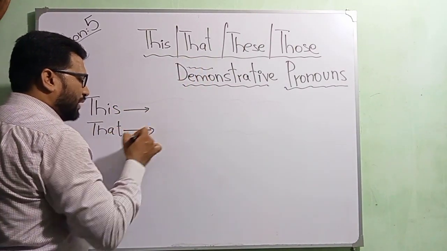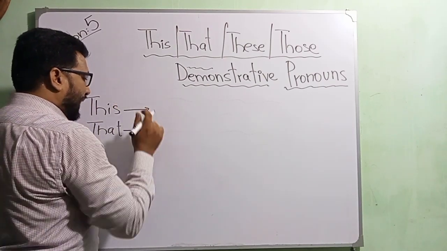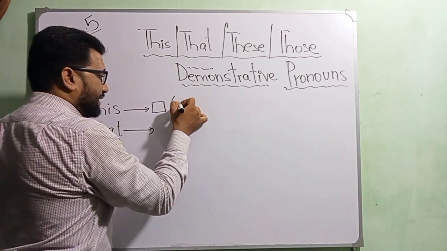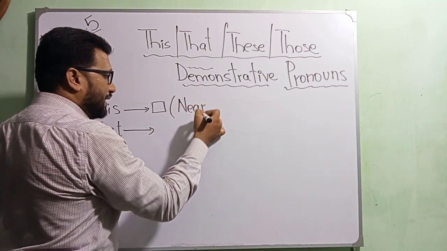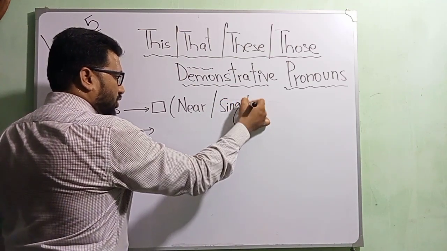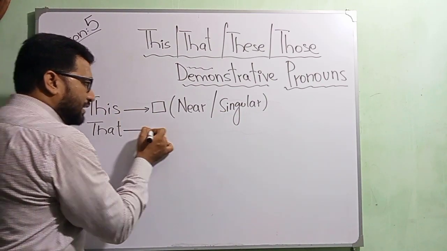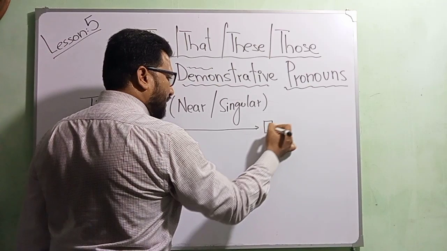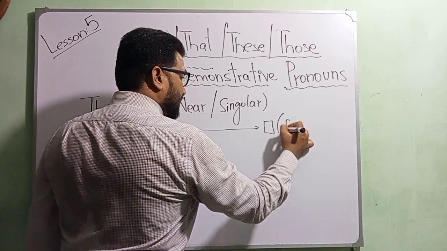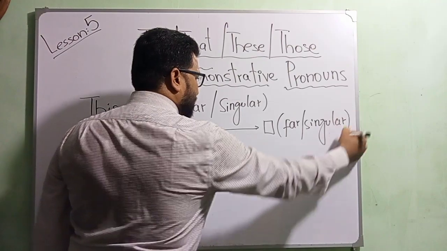Now, why do we use this and why do we use that? This basically talks about a noun which is near, and that is single. For example, it indicates something which is near and that is singular. So in this case, we always use this. And when the thing is a little bit far and that is single, in that case, we go for using that. It is something which is far and it is singular. So in that case, we go for using that.